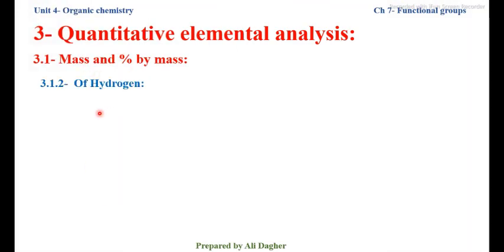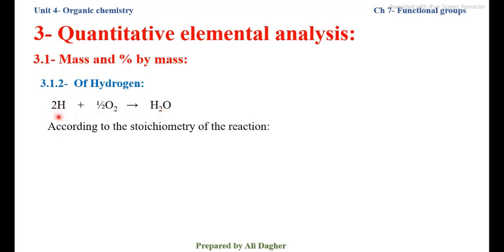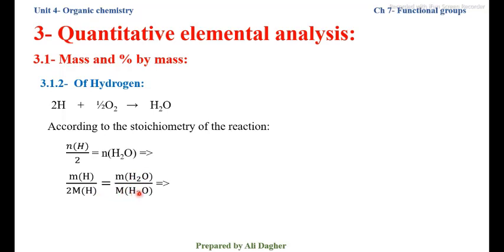Now for hydrogen. Hydrogen atoms by complete combustion give H2O. 2 hydrogen atoms of the organic compound S with half an oxygen molecule, that means 1 oxygen atom, give H2O. According to the stoichiometry of this reaction, 2 hydrogen atoms give 1 molecule of H2O, that means 2 moles of hydrogen give 1 mole of H2O. The number of moles of hydrogen over 2 equals the number of moles of H2O over 1. We replace number of moles by mass over molar mass. The relation becomes mass of hydrogen over 2 times molar mass of hydrogen equals mass of H2O over molar mass of H2O.